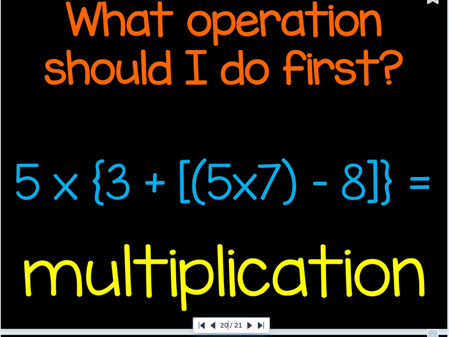What operation should I do first? So even though I see multiple operations in this problem and that can be daunting, I know that the very first thing I always do is my grouping symbols, and the very first one is parentheses. And if I look inside my parentheses, I see multiplication. So the operation I would do first is multiplication.